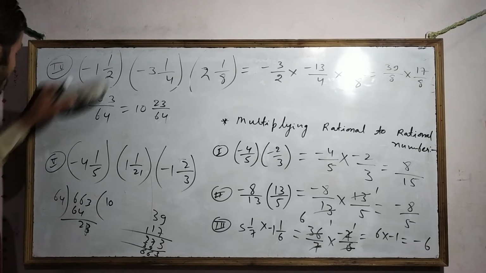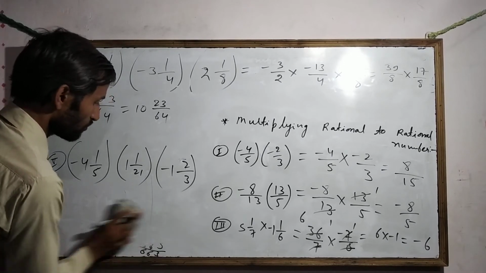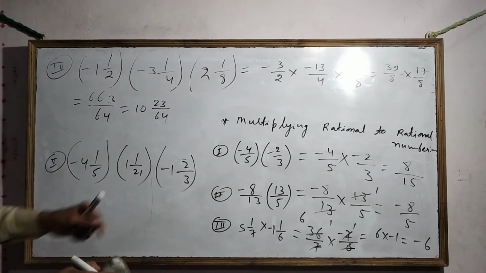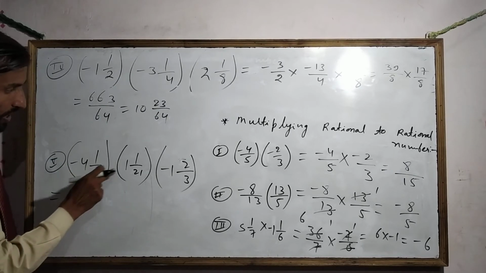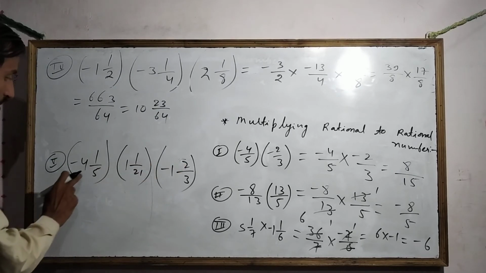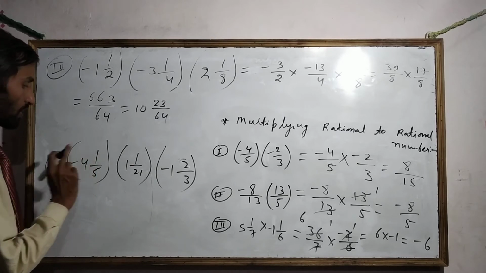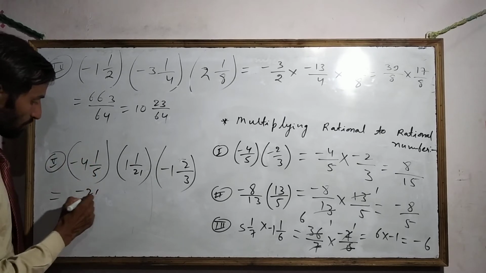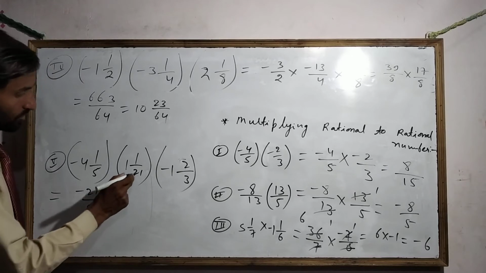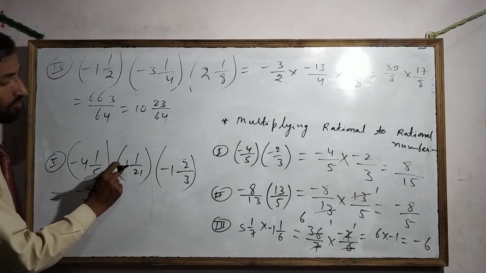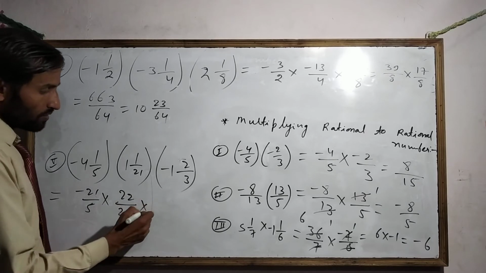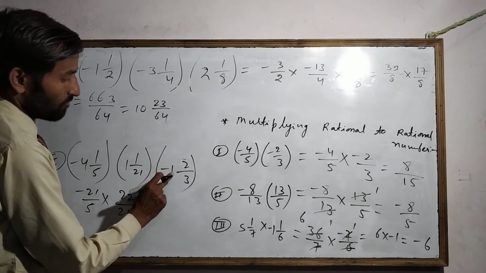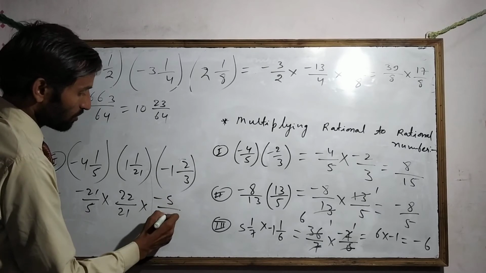Next part, this one, the fifth one. Again, you have to follow the same as whatever we did in the fourth part. So first of all just remove the mixed fraction as well as the small bracket. So 4 5 are 20 plus 1, minus 21 upon 5, into this one is 21 plus 1, 22 upon 21. Next multiply 3, this one is minus 5 upon 2.